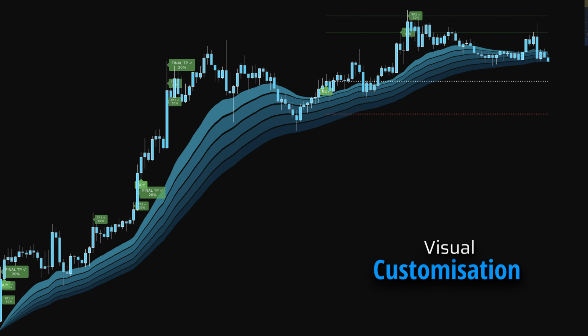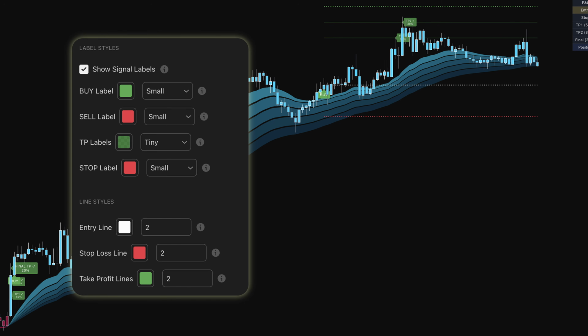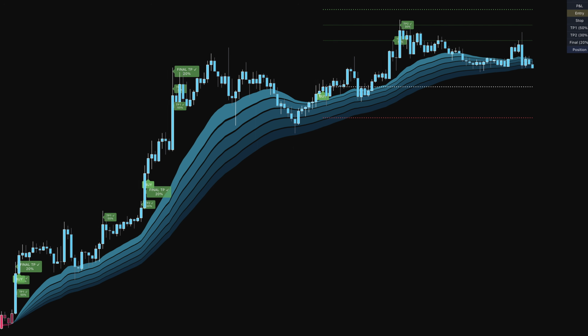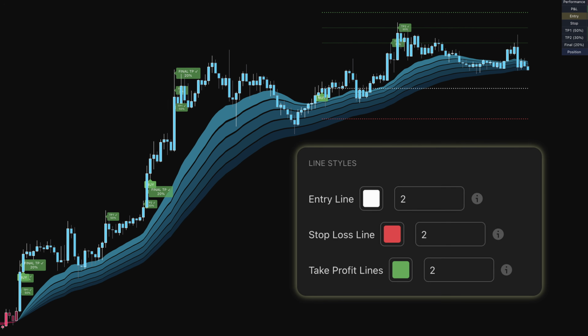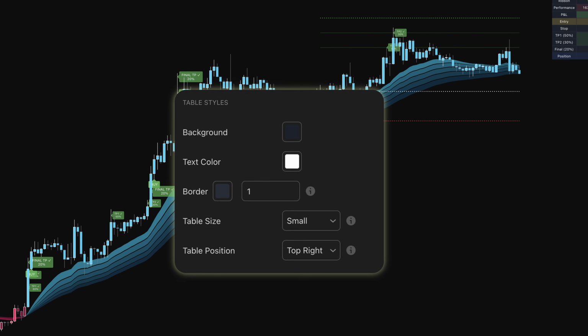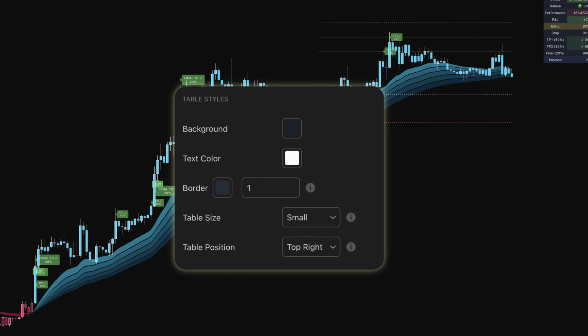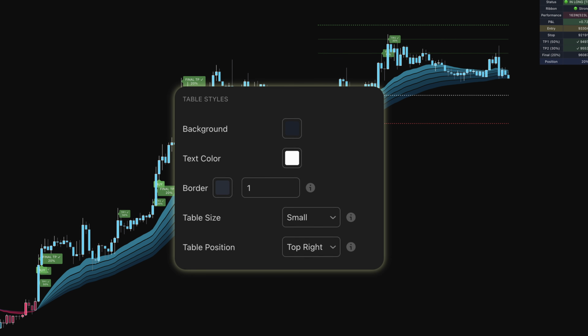Full control over how everything looks. Signal labels. Change colors and sizes for buy, sell, TP, and stop labels. Risk lines. Entry, stop loss, and take profit lines with custom colors and widths. Table. Background, text, border colors. Size options from tiny to large. Position it in any corner.